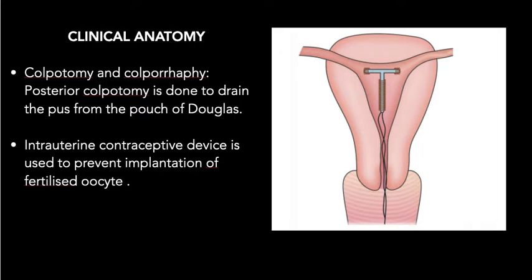Discuss the clinical anatomy, the colpotomy and the colporrhaphy. The posterior colpotomy is done to drain the pus from the pouch of Douglas. And then we have intrauterine contraceptive devices that are used to prevent implantation of the fertilized oocyte. This is the intrauterine device, Copper T.